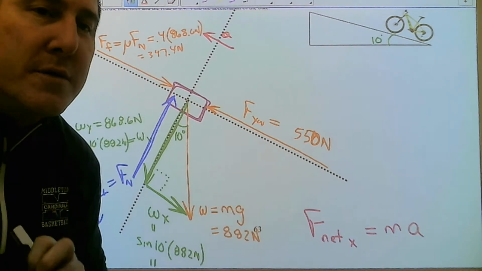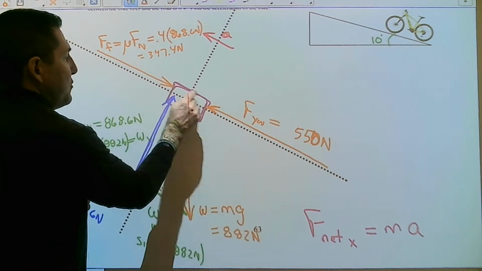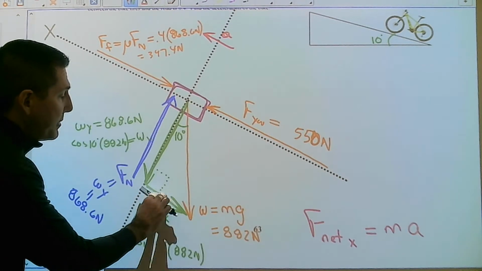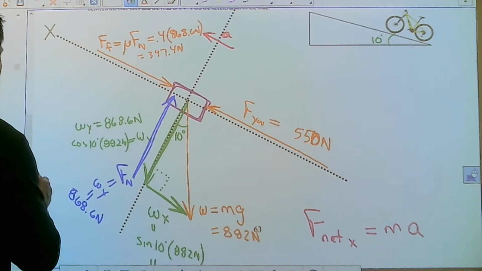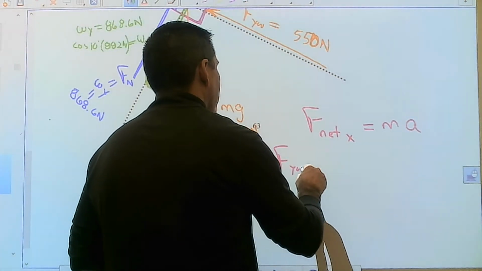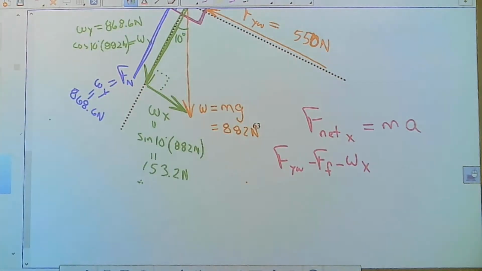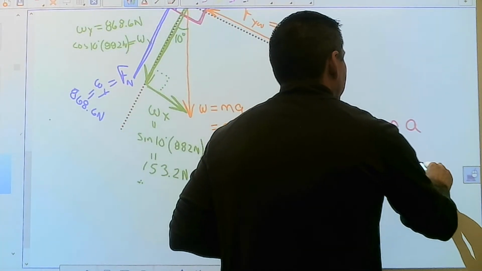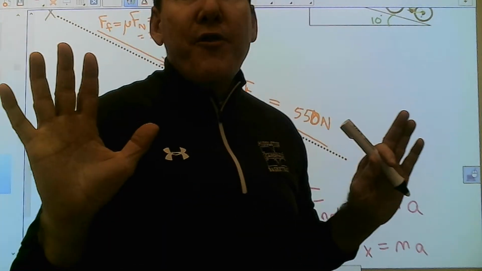If you said 2, you're wrong. It's actually 3. So people see these two forces, but don't forget about that guy down here. He's hiding down there, but he is an x force. There's actually 3 x forces in this case. So my net force is my force of me pedaling minus the friction force minus W sub x. Notice it's going against the direction we are going. So it's very common to forget about W sub x because it's hiding down here. Don't forget about W sub x.